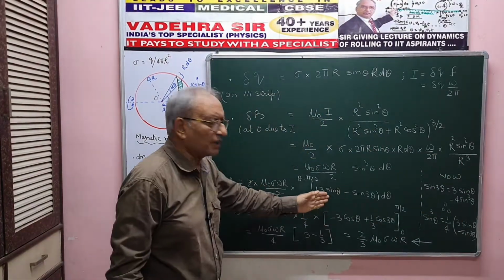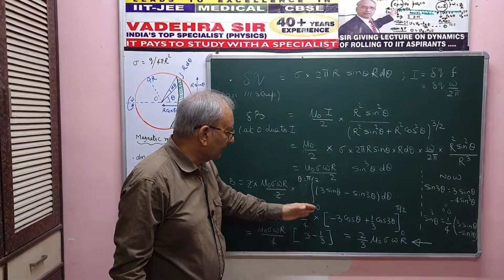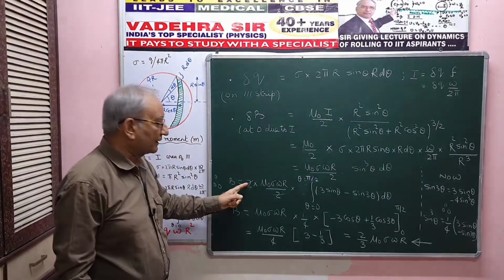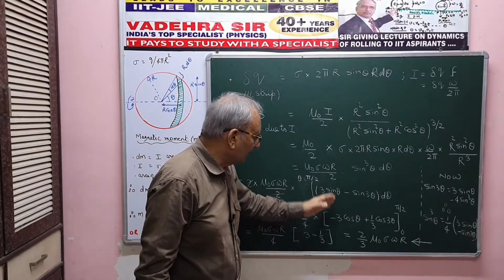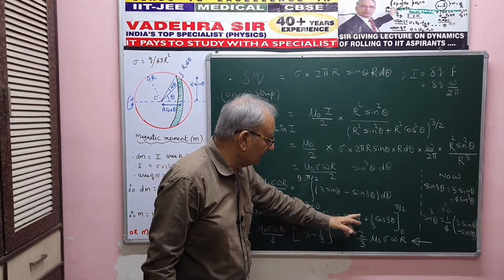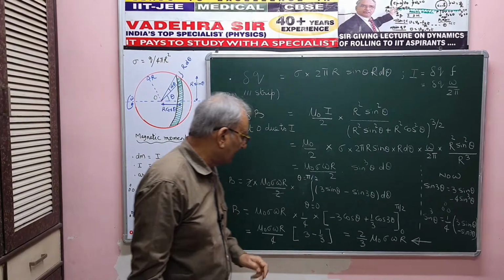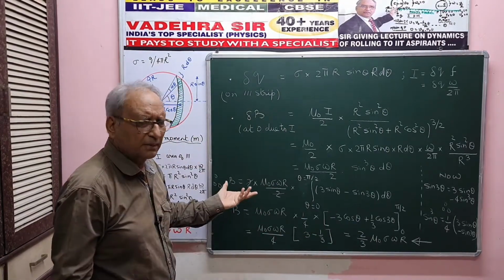Okay, I just put it down here. Integration 0 to pi by 2, because the factor 2 I have already taken here. Well, the integral of this gives you minus 3 cos theta plus 1 by 3 cos 3 theta. It's simple integration now.